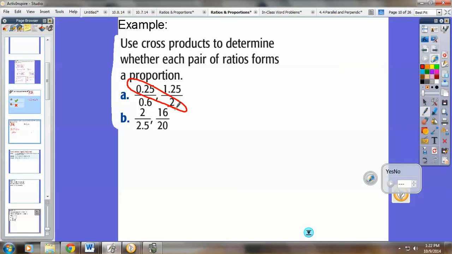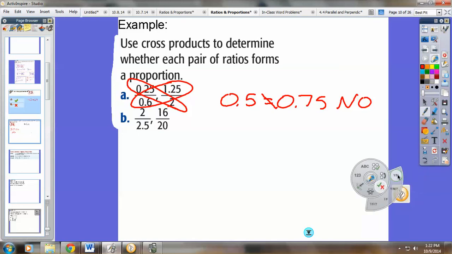Let's multiply our means and extremes here. 0.25 times 2 is 0.5. And then multiply 0.6 times 1.25. So these are not equivalent ratios because the product of their means and extremes is not the same. Okay. You guys try the next one, please.